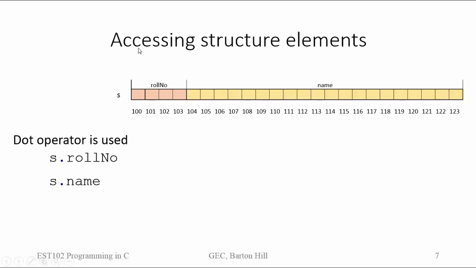Now we will see how we can access structure elements. This is how the memory is allocated. Now consider that inside this structure variable I want to access the member roll number or the member name. In order to access the members or elements of the structure, the dot operator is used. For accessing roll number inside s, we use s.rollnumber. For accessing name, we use s.name.